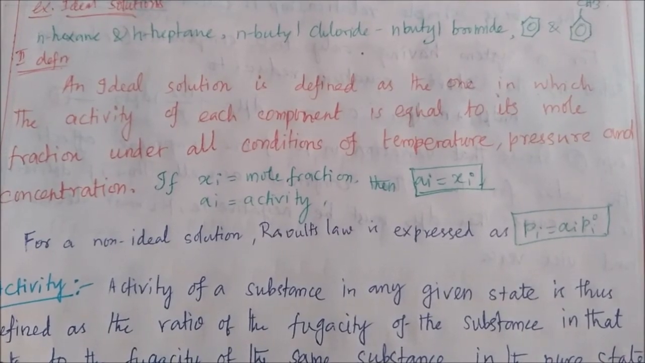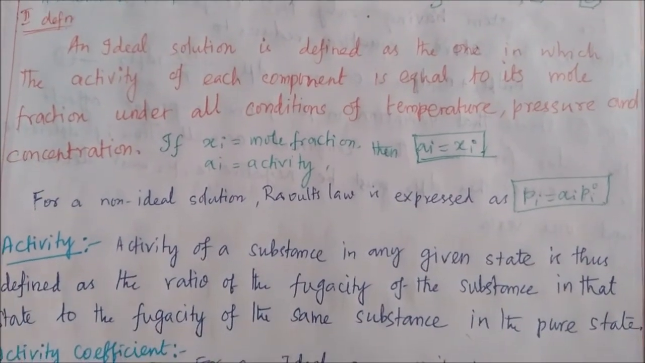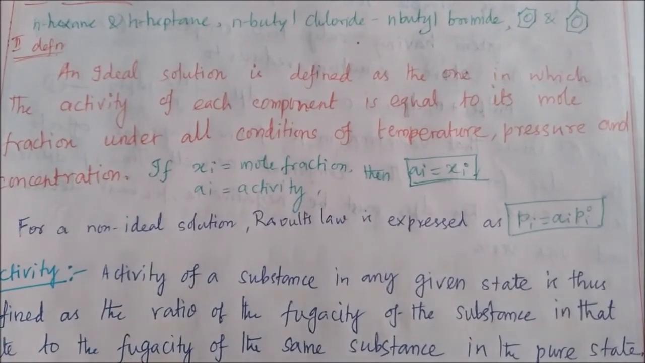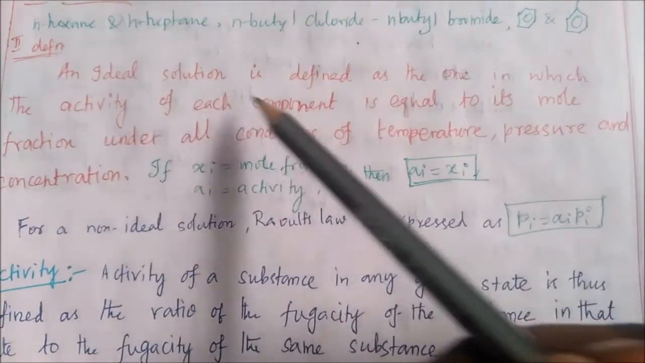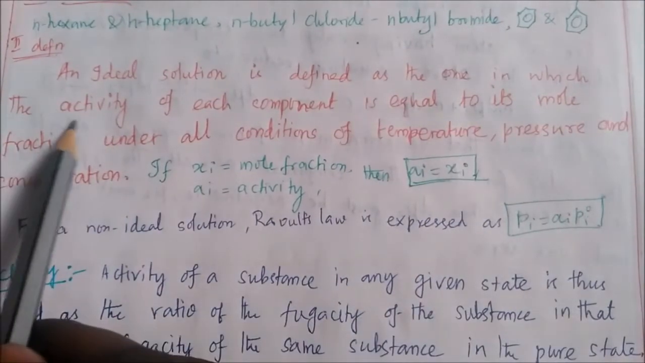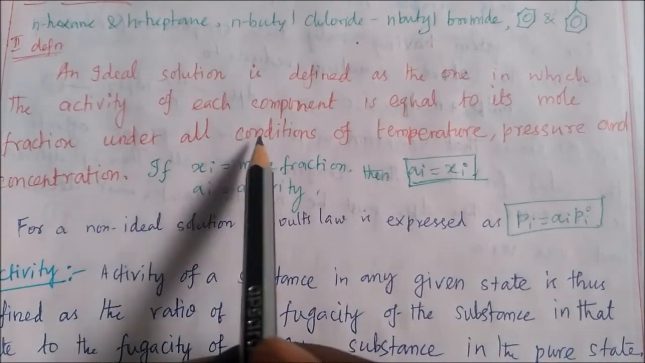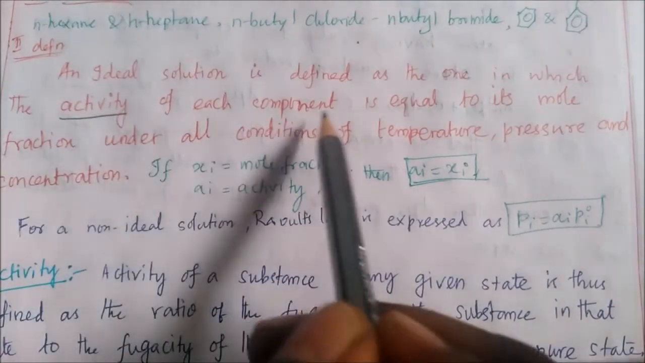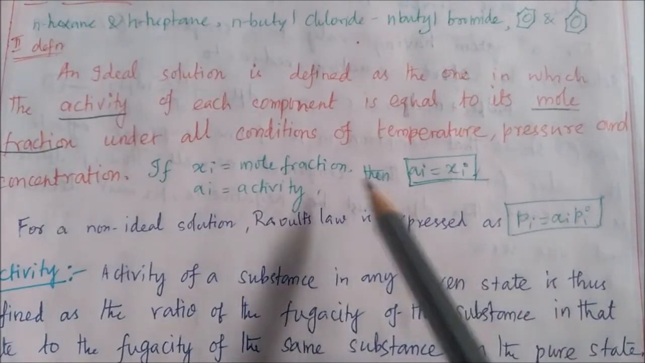Now we can get the ideal solution definition in other words. The ideal solution can be defined with the concept of activity. Let us see that. An ideal solution is defined as one in which the activity of each component is equal to its mole fraction under all conditions of temperature, pressure and concentration. So the activity of each component is equal to its mole fraction. Activity is symbolized with Ai.